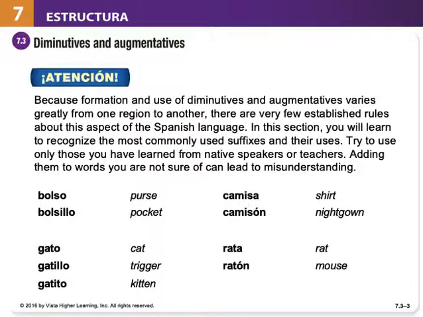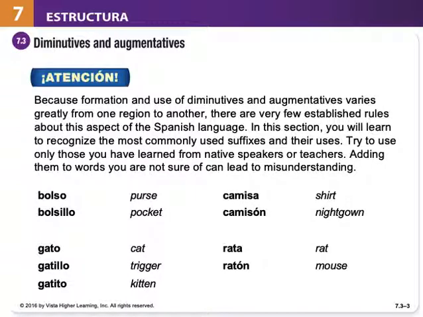Attention, because formation and use of diminutives and aumentatives vary greatly from one region to another, there are very few established rules about this aspect of the Spanish language. In this section, you will learn to recognize the most commonly used suffixes and their uses. Try to use only those that you have learned from native speakers or other teachers. Adding them to words that you're not sure about can lead to misunderstanding.